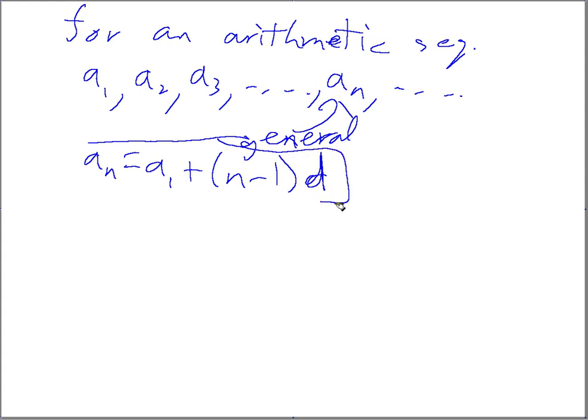Let me circle that properly there with the sketch pad. So keep this formula in mind. The nth term is what? The first term plus the quantity n minus 1 times the common difference, d.